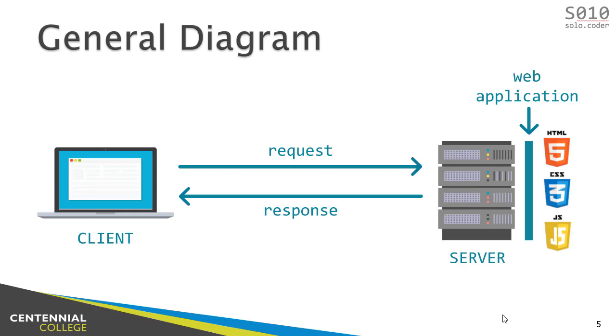So again, a general diagram: we have a client, we have a server. The client makes a request, the server sends a response. Everything on the web works like that. That client over there, what kind of client am I talking about? A web browser. However, can we have other types of clients? Yeah, apps. It's another type of client.